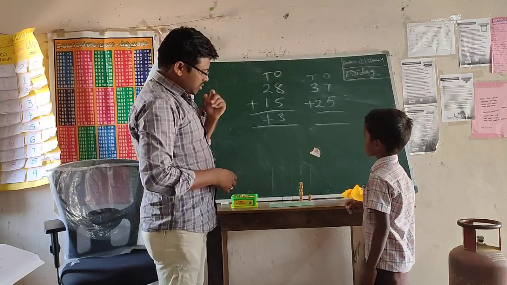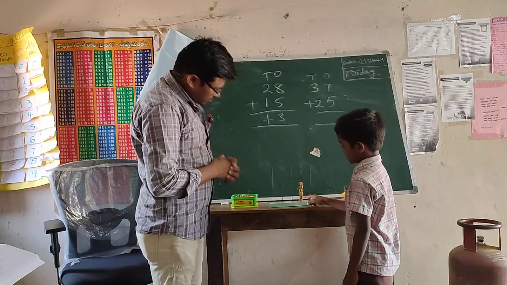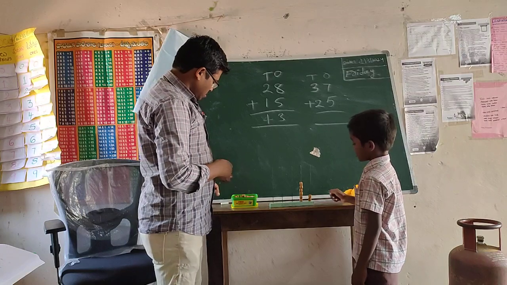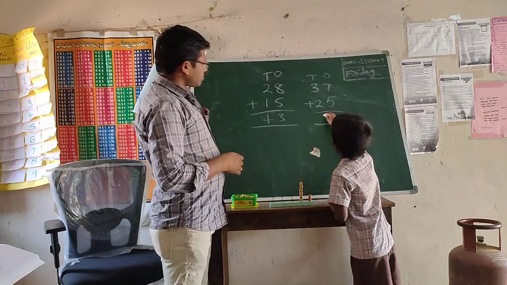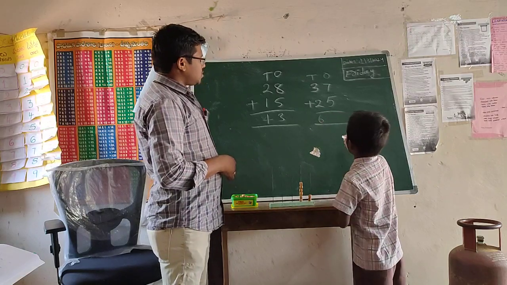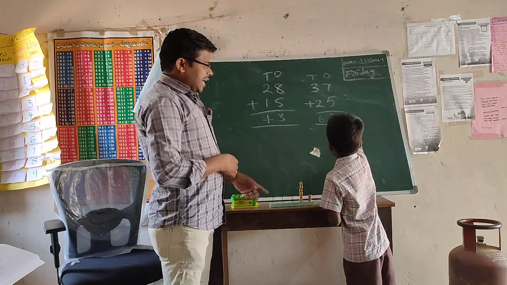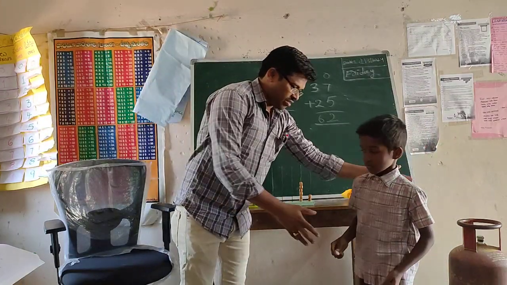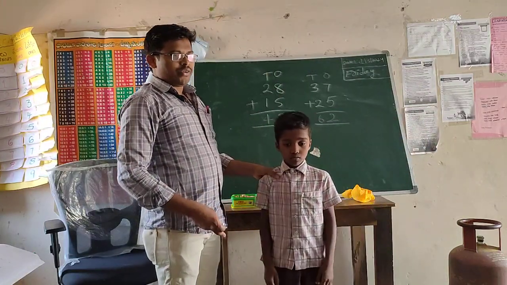So now say the answer. 1, 2, 3, 4, 5, 6. 62. Is it right, children? Yes, very good. Well done. Very good. Clap for Nishit Kumar, all of you.